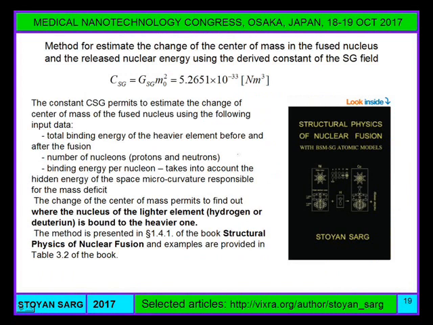Using the derived factor of the supergravitational field, denoted as CSG, a useful method is derived for estimation of the change of the center of mass as a result of fusion of a proton or deuteron into a heavier nucleus. The necessary input data are the atomic mass number and the released energy as gamma quant. The method is described in detail in my book Structural Physics of Nuclear Fusion.